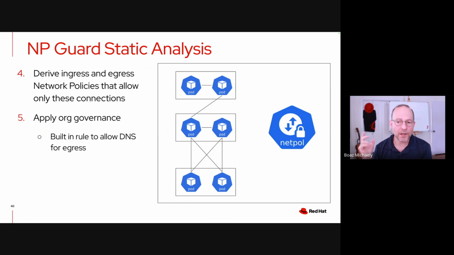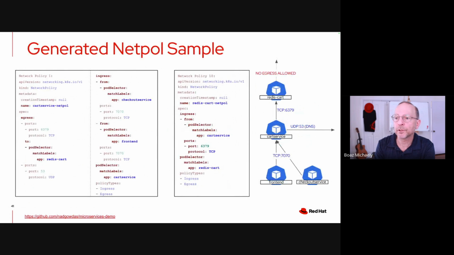And right now we have one, which is a built-in rule to allow DNS for egress. Why? Because if you look at the YAML, you will not see that anyone is trying to call to DNS. It's built into the code. So we treat DNS specifically, but you can imagine in the future that we'll have additional rules.